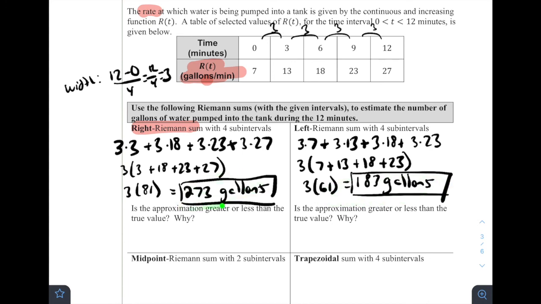The other estimate is 273. We've got to assume that the answer is somewhere between these, but those are pretty broad differences. That's almost 100 gallons difference between these two. In the right Riemann sum, is the approximation greater or less than the true value, and why?